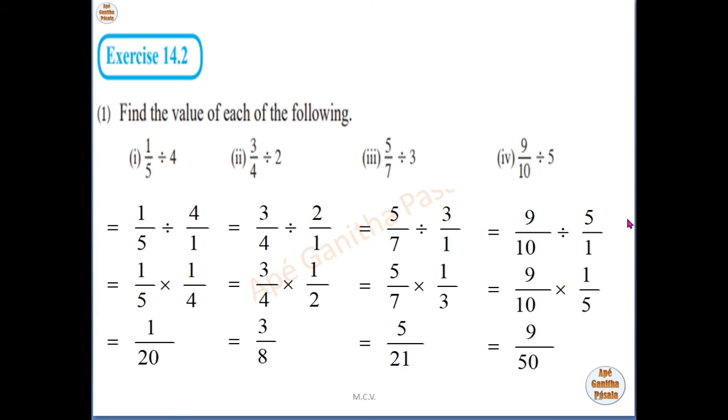Next one, 9 over 10 divided by 5 over 1. Reciprocal of 5, now you know unit fraction, that is 1 over 5. You can write that as 5 means 5 over 1. Interchange, that is 1 over 5. Division sign becomes multiplication sign. Now multiply numerators together and denominators together. 9 into 1, 9. 10 into 5, 50. 9 over 50.